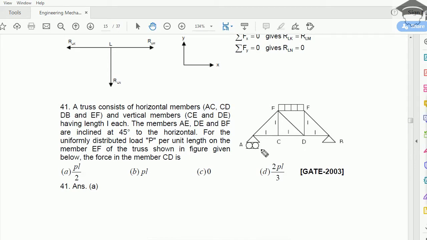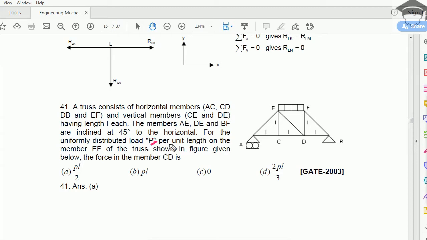Length L can be given, or anything can be given. Similarly, the value of load could be given as actual, like 10 kilonewton, 100 kilonewton, anything. So you have to take care of the units. But here they have given it in general form, like load as P and the length in form of L.